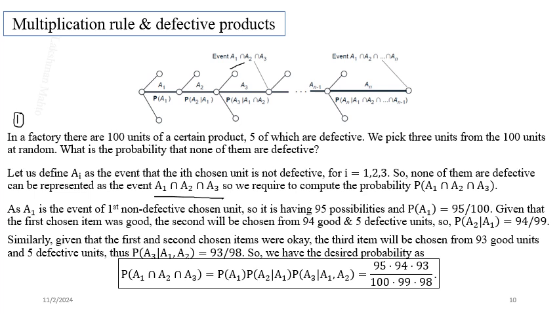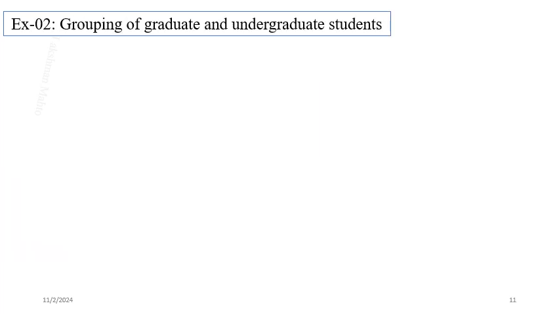So what is the probability of A1 intersection A2 intersection A3, the joint occurrence? We will apply just the multiplication rule, and through this, we will easily get the solution of this problem. Very simple. Later, another problem is much more difficult. Again, we can solve it by the multiplication rule.